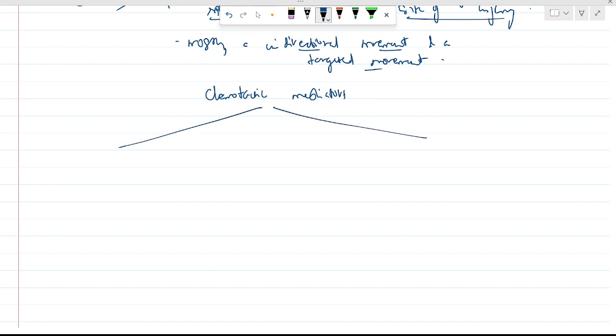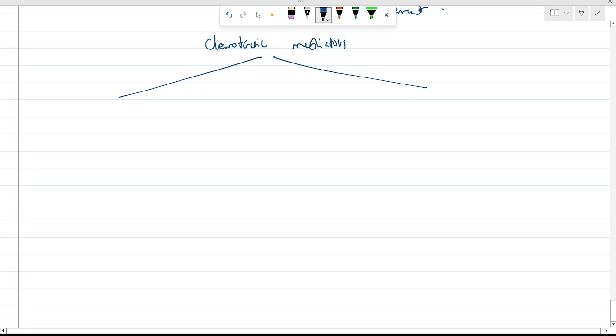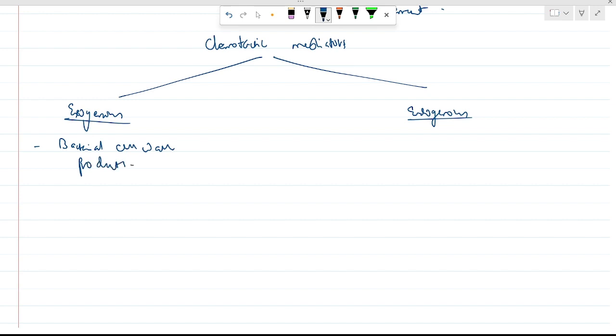Okay. These are of two types. First one is exogenous. Another one is endogenous. Exogenous, which is from the outside. These are bacterial cell wall products. For example, N-formyl methionine. N-formyl methionine, bacterial cell wall products, are exogenous chemical mediators.